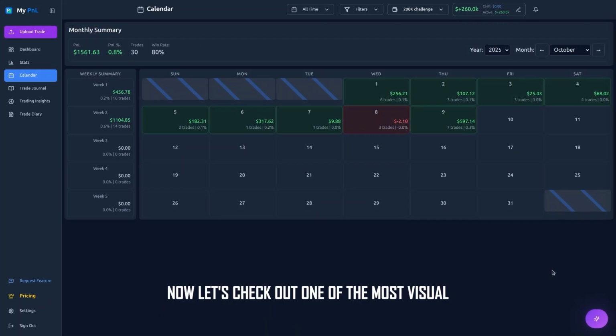Now, let's check out one of the most visual features, the trading calendar. This isn't just for dates, it's your performance dashboard. Right at the top, you get your monthly summary at a glance: your total profit and loss, your win rate, and the number of trades you took. But the real power is in the calendar itself. Each week is broken down, showing you exactly how much you made or lost in any given day.